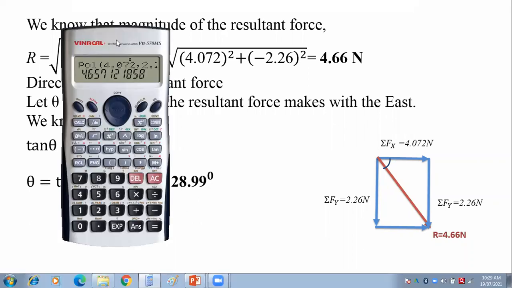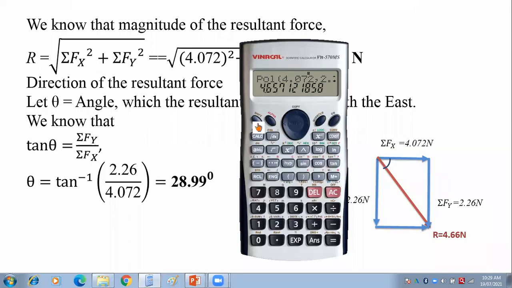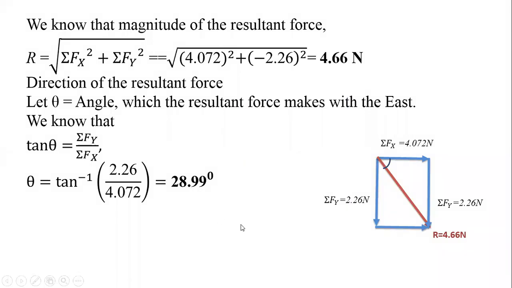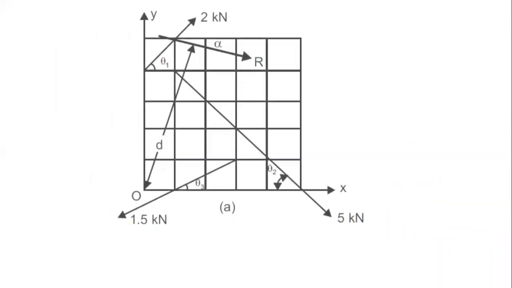Now let us calculate this term also. Tan inverse 2.26 divided by 4.072 bracket complete is equal to. If you are rounding the values, the answer may vary a little bit, and 28.99 is near about 29. Okay, your theta will be getting over here. It means that we have resolved the force as well as we have found out the resultant R, the position of resultant R with respect to the horizontal axis.